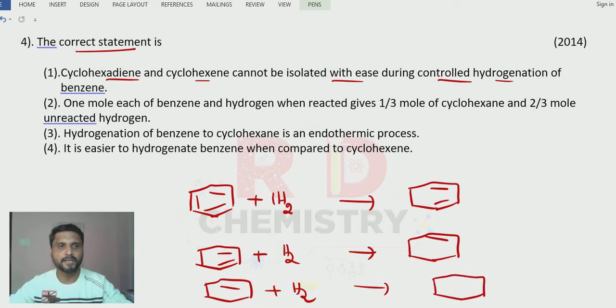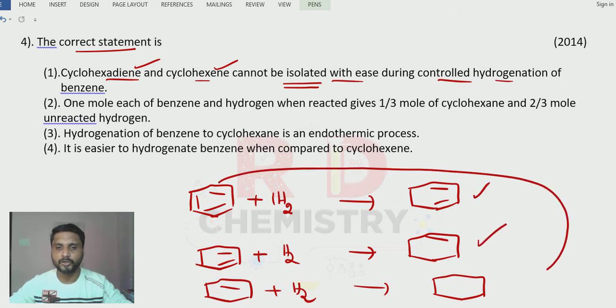So what they have given is that cyclohexadiene and cyclohexene cannot be isolated. Yes, we cannot isolate the first one or the second one. It is not possible. Benzene is directly converted into cyclohexane. So it is not easy to separate out the first two products. Therefore, the first statement is correct. So we need not check the other statements. Okay, right? The other statements are incorrect.